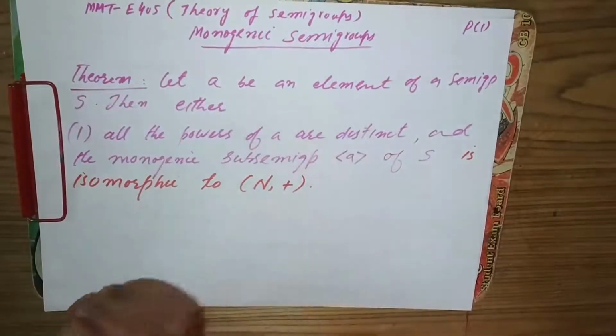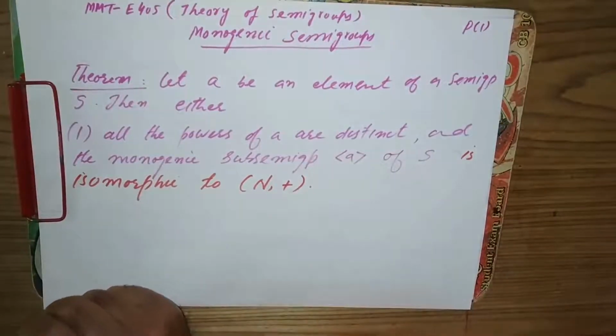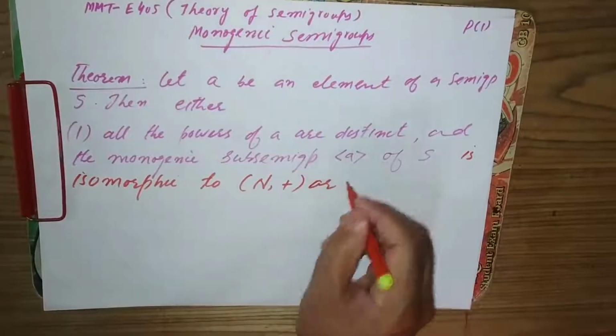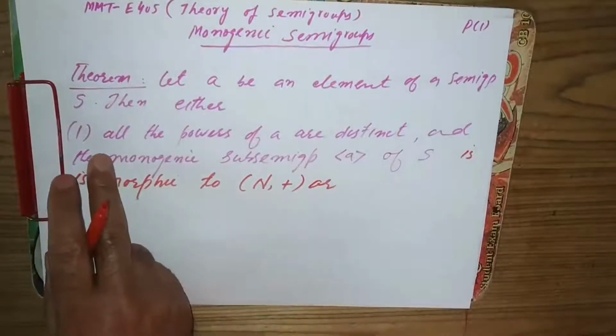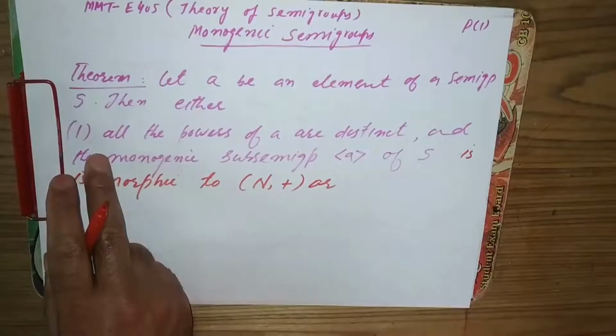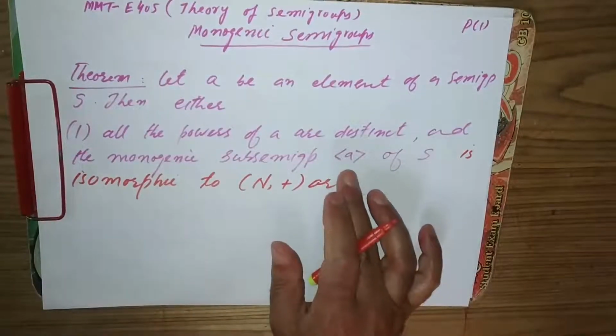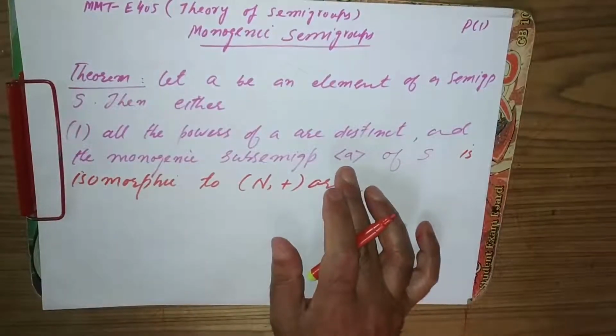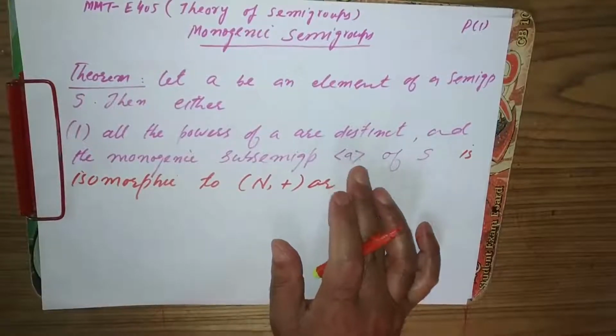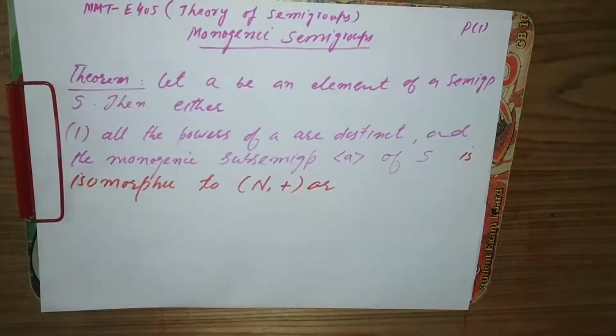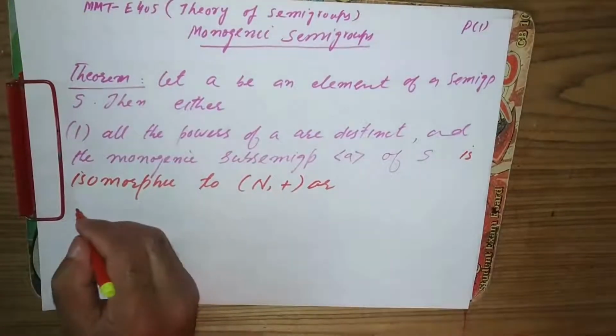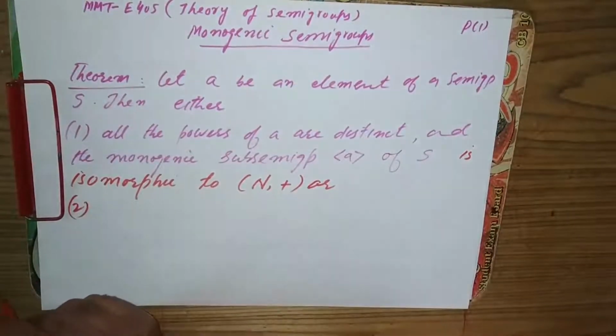So in the first case, if all the powers of A are distinct, then in that case this monogenic subsemigroup is infinite and it will be isomorphic to N plus. And second case, if there is a repetition, so this part is very important.